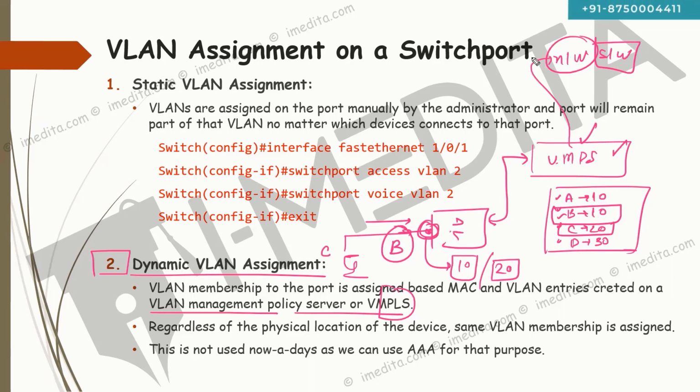So when a user connects to the particular switch, the user will present its MAC address. The switch is going to ask the VMPS, based on the MAC address, tell me what VLAN this user belongs to. VMPS is going to tell the switch that the user belongs to this particular VLAN, and based on the same, the VLAN membership will be given to the particular port.